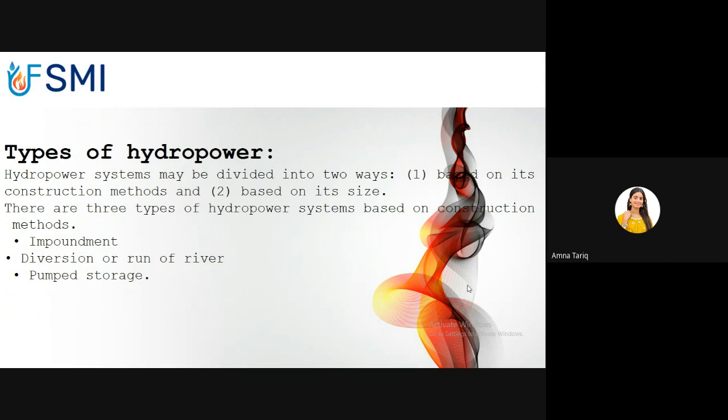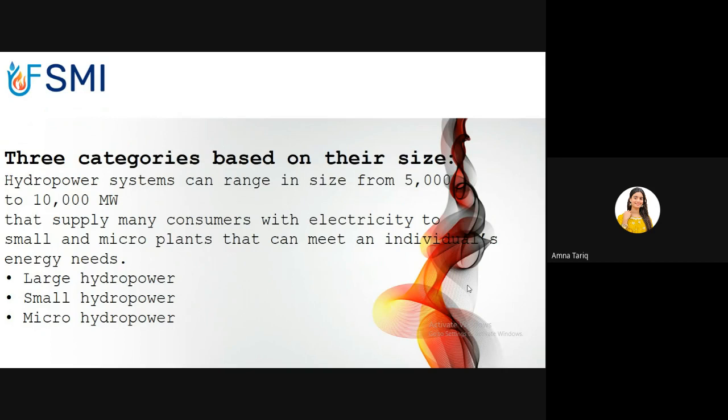Types of hydropower. Hydropower systems may be divided in two ways: based on their construction, and depending upon their sites. What is the construction of a hydropower plant, and what are the sites of a hydropower plant? Here we discuss three types of construction of hydropower: impoundment, diversion or run-of-river, and pumped storage. Here we define them. Next are three categories based on their sites.